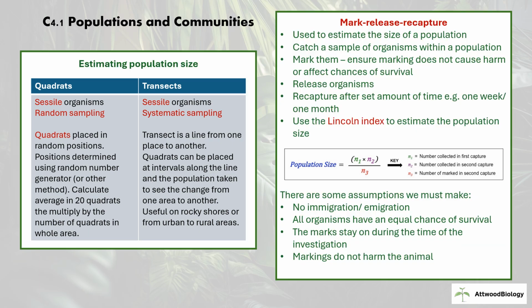So we've got estimating population size. So we need ways in which we can estimate the size of a population without counting every single individual within a population, because that's just not possible. So we can use quadrats and transects. You've probably met these before in previous study if you did GCSE or MYP.